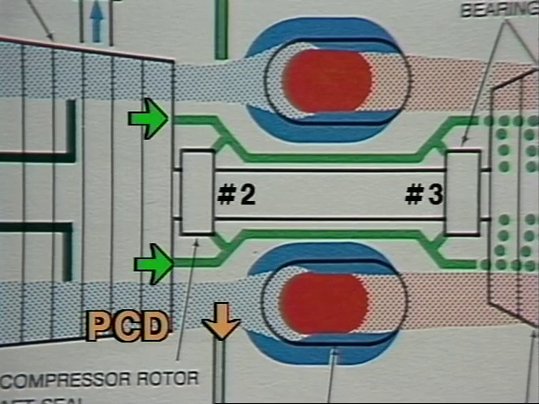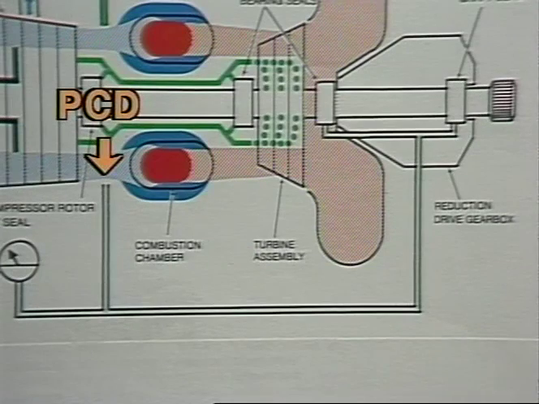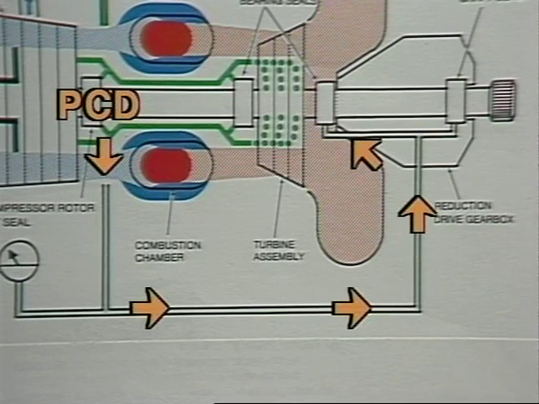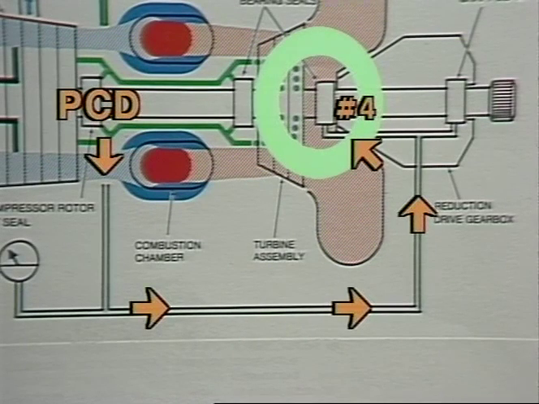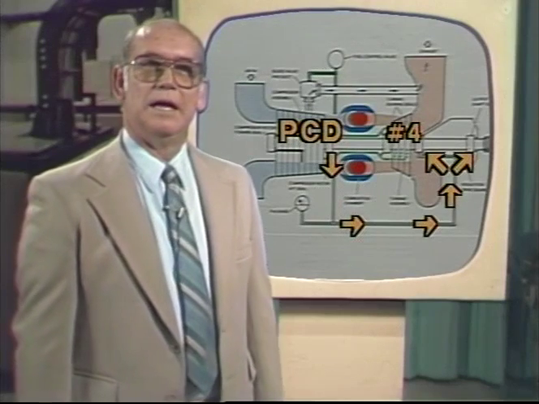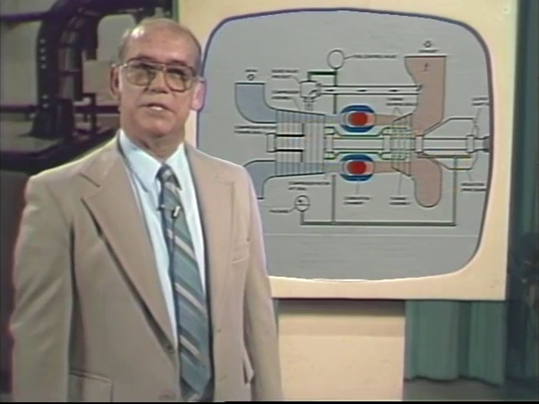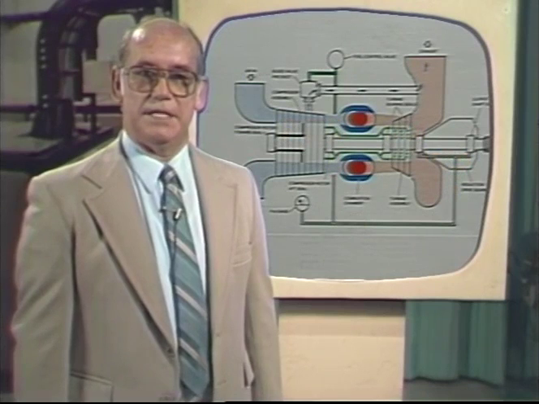Compressor discharge air, PCD, is tapped off the combustor housing and is routed through an external air line to pressurize the number 4 turbine rotor aft oil seal and the turbine bearing housing. On some packages, an external line routes air to pressurize the output shaft seal. Oil seal airflow is exhausted through the oil tank vent.